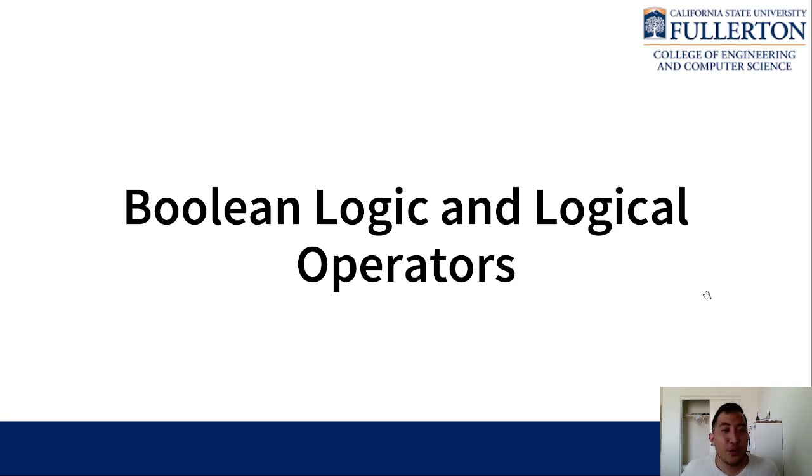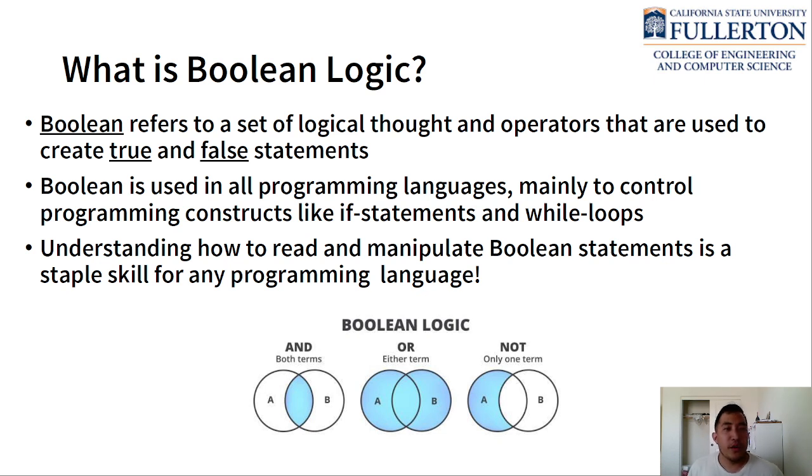All right, in this video we're going to be reviewing Boolean logic and logical operators. Okay, so what is Boolean logic? Boolean means a lot of things, but to sum it up in one sentence, it refers to a set of logical thoughts and operators used to create true and false statements. It can be a very complex set of rules, but in the end, what you're going to get from it is either true or false. And we'll talk about this more in a bit.